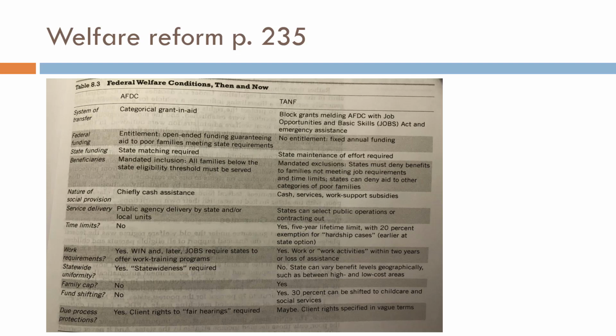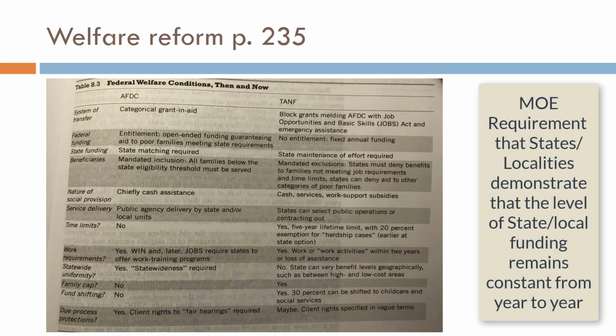So, for example, under AFDC, what was the system of transfer? It was a categorical grant in aid. Under TANF now, it's a block grant. And in terms of federal funding, under AFDC the states were entitled. It was open-ended, guaranteeing aid to poor families meeting the state's requirements. Currently, there's no entitlement, and it's a fixed annual funding amount.